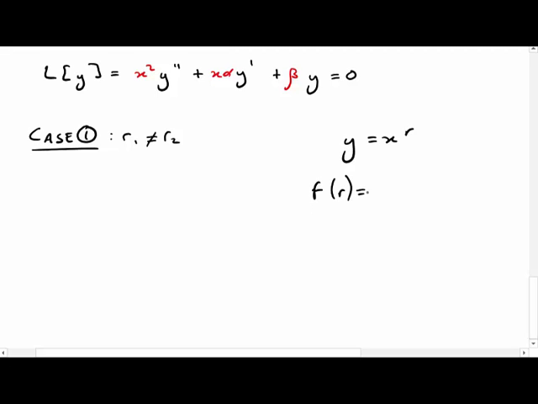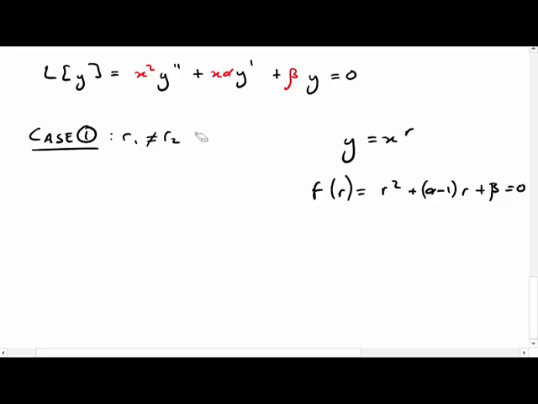So we end up with F of r is equal to r squared plus alpha minus 1 lots of r plus beta, set equal to 0. Basically then we just try and solve that quadratic, and we'll end up with two values for r. Now the first case we're going to look at is when r1 is not equal to r2.